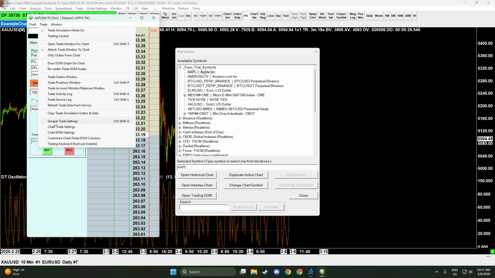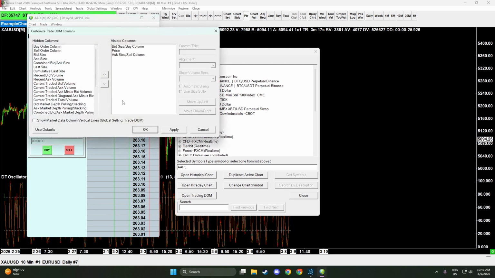Bid volume shows how much buy liquidity is resting at each price. When you see higher bid volume stacking up, it can suggest potential support or interest from buyers. Ask volume shows the resting sell orders at each price, and larger values can hint at potential resistance or where sellers are more active.